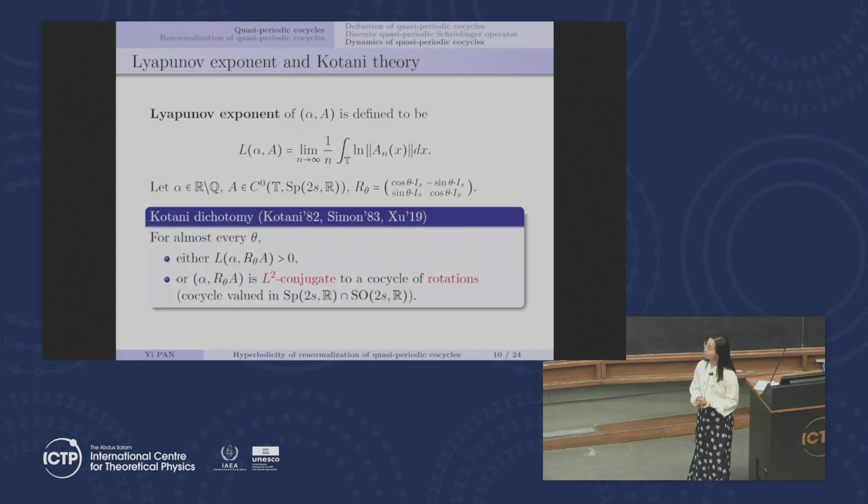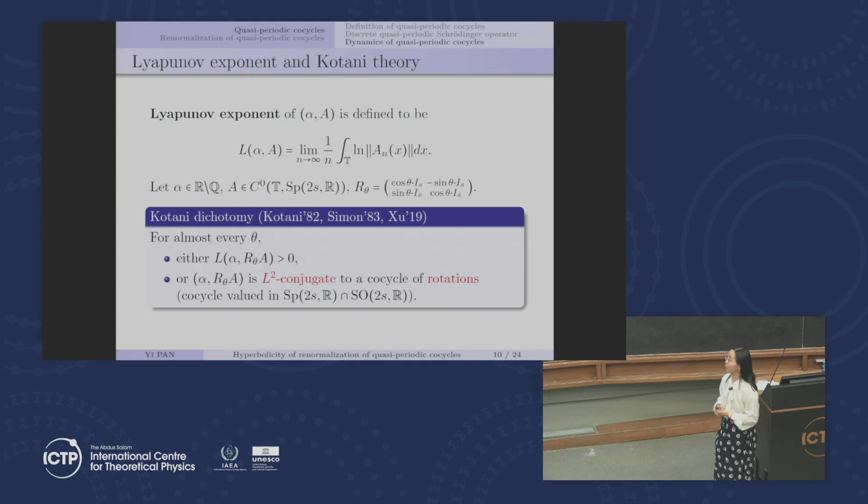And the result we will use later is the Kotani dichotomy. So we start with irrational base, a smooth symplectic cocycle, and a rotation. And the rotation provides a monotonic parameter. The Kotani dichotomy dates back to the study of Kotani for the M function, and then Simon showed it for SL2R cocycles, and then it was generalized to symplectic ones by Avila a few years ago.